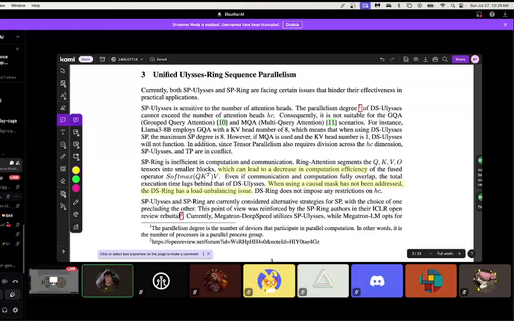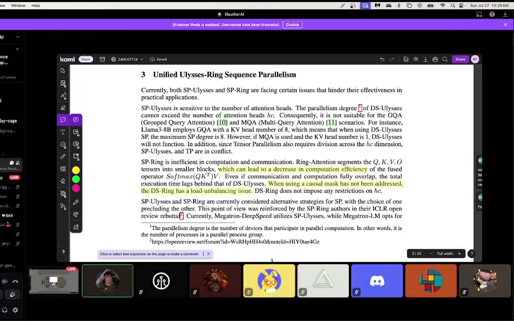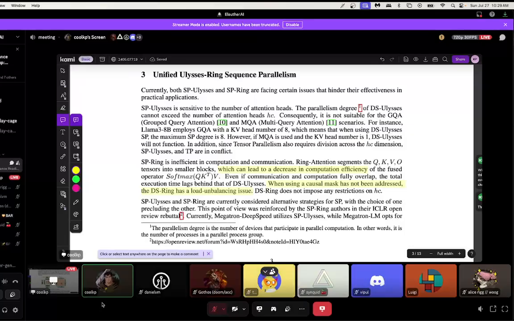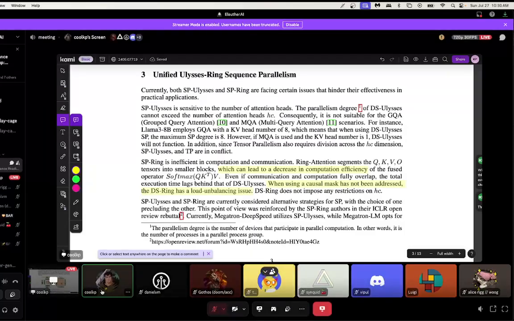Yeah, so SP Ulysses is sensitive to number of attention heads. The parallelism degree of DeepSpeed Ulysses cannot exceed the number of attention heads. Consequently, it's not suitable for GQA and MQA scenarios. For instance, Llama 3 8 billion employs grouped query attention with a KV head number of 8, which means that when using DeepSpeed Ulysses, the maximum SP degree is 8.